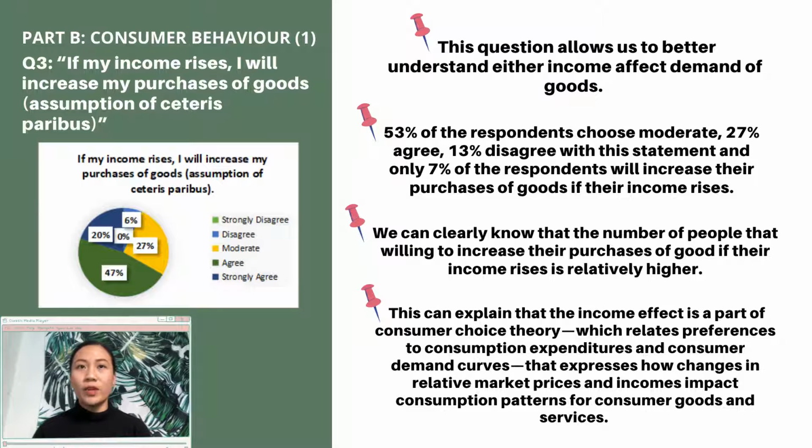For the third statement, we investigated whether the respondent will increase their purchases if their income rises. This question allows us to better understand either income that affect demand of goods. The question is, if my income rises, I will increase my purchases of goods. Assumption of ceteris paribus. According to the survey result, 53% of the respondents choose moderate, 27% agree, 13% disagree with this statement, and only 7% of the respondents will increase their purchases of goods if their income rises.